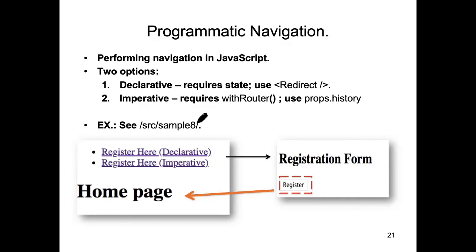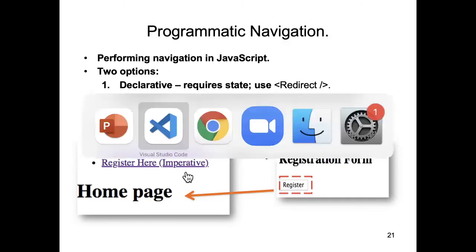So sample 8 is demonstrating this. Now I have two, as you can see here, I have two registration hyperlinks. One of them implements the redirection, the programmatic navigation, in a declarative style. The other one implements it in an imperative style. So let's look at sample 8.